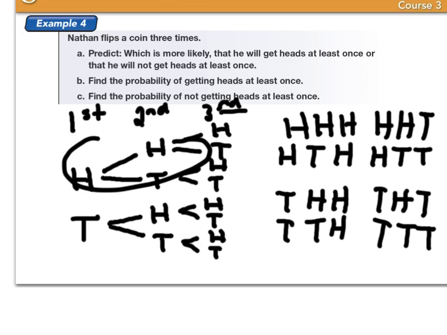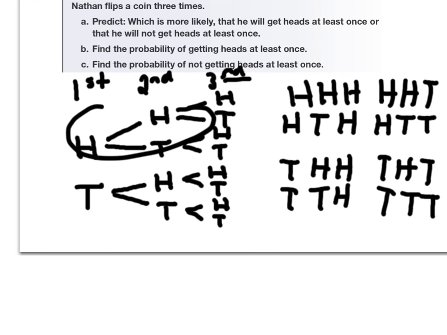Okay? We will predict which is more likely, that he'll get heads at least once or that he will not get heads at least once. Well, look at all of these sample spaces. I get heads at least once here, and here, and here, and here, because at least once means one or more times. So the only time that I don't get heads at least once is this one. So for part A, it is more likely that we get heads at least once.